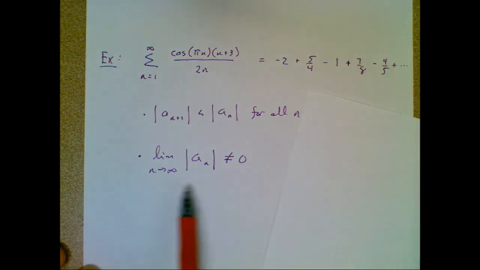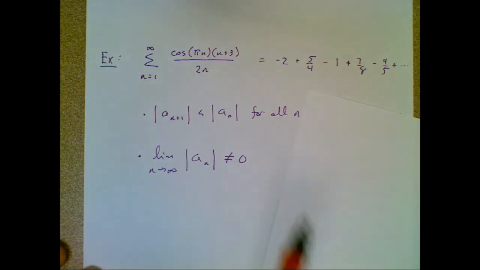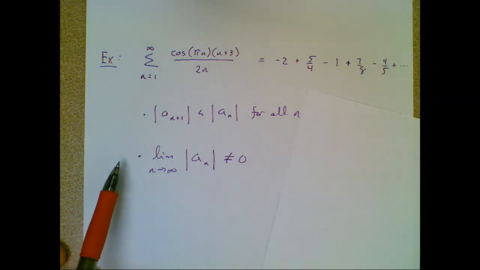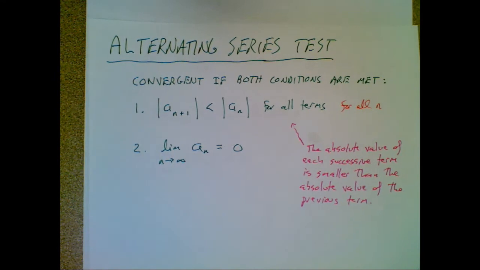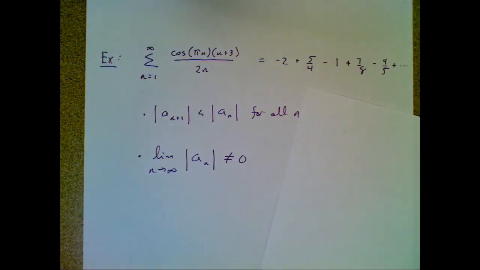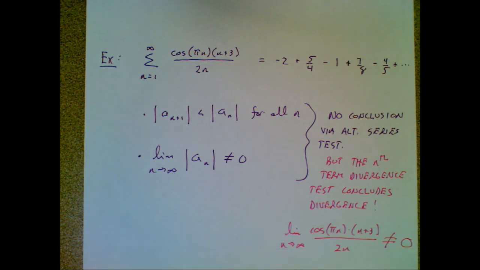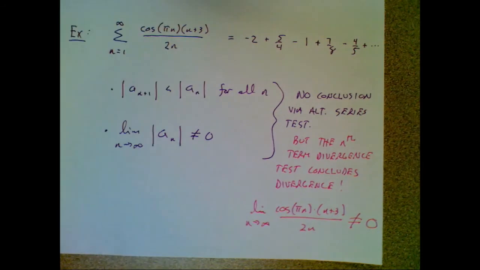But we can say this because the bullet point just asked, does that limit equal 0? Well, I'm going to say it doesn't equal 0. I don't even care what it is. I just know that it's not 0. So I said yes, but then I said no to the second bullet point. So I cannot declare that it's convergent. So I say no conclusion via the alternating series test, but here's a nice little lesson.